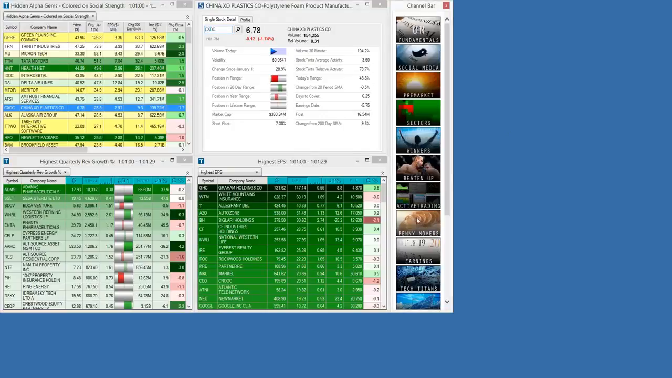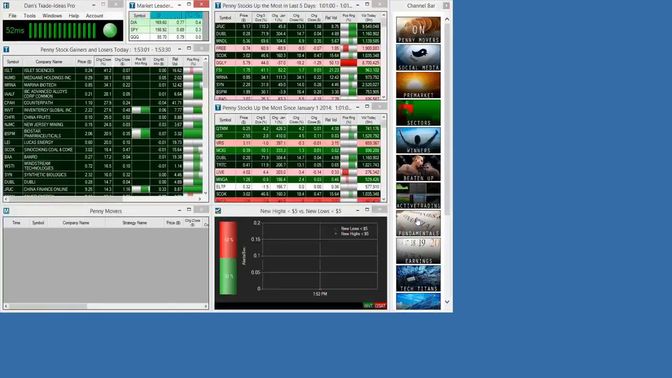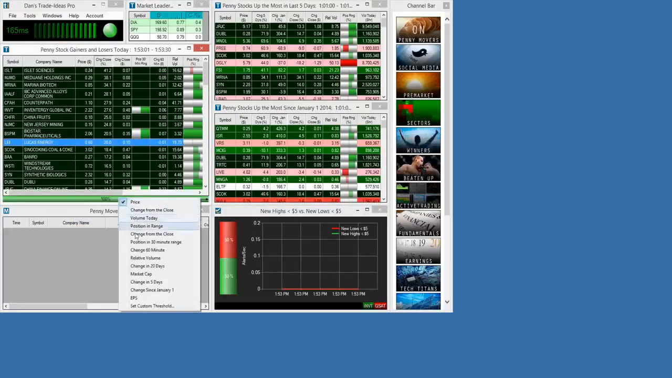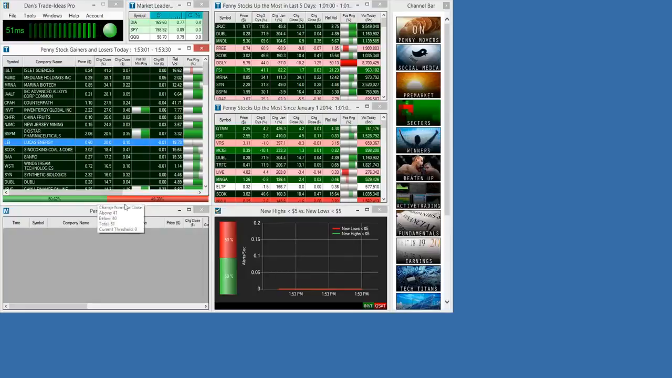Here you have the penny movers. There's nothing wrong with trading cheap stocks. In fact, there's a ton of alpha in them if you know how to work around them. So here's an example of penny stocks up the most since January 1, combined with the most in 5 days, and gainers and losers today. And again, we quickly add the cylinder score and the change from the close, and you can see that it's fairly even today. And during the day, you'll see the multi-strategy window will start to give you more and more information.